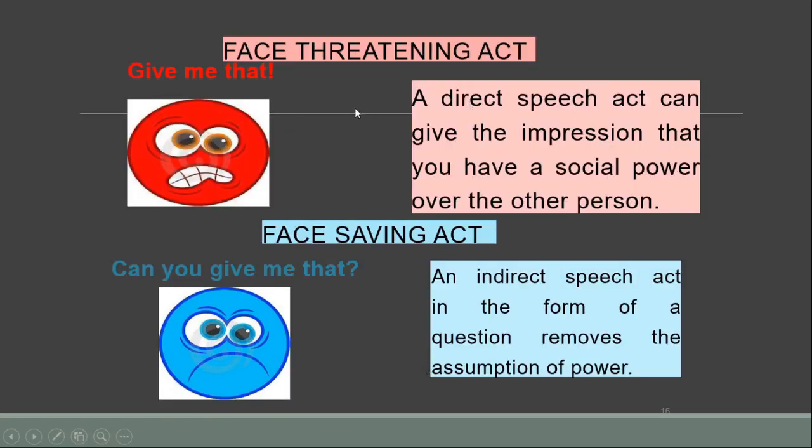Now again, other examples. This one is "Give me that." It is a direct speech act that can give the impression that you have social power over the person. It is a face-threatening act. Look at this face-saving act: "Can you give me that?" The same meaning, but the indirect speech act in the form of a question removes the assumption of power. Now it is a face-saving act.